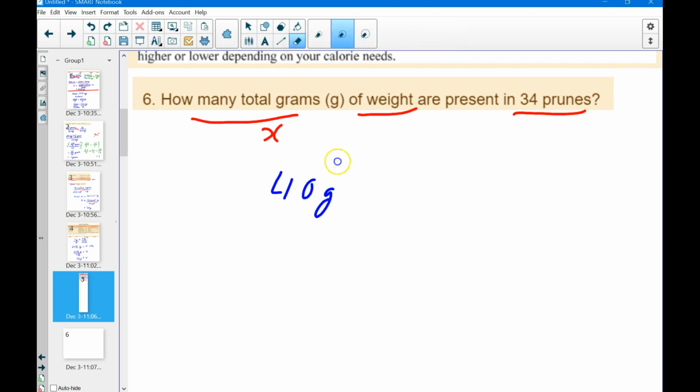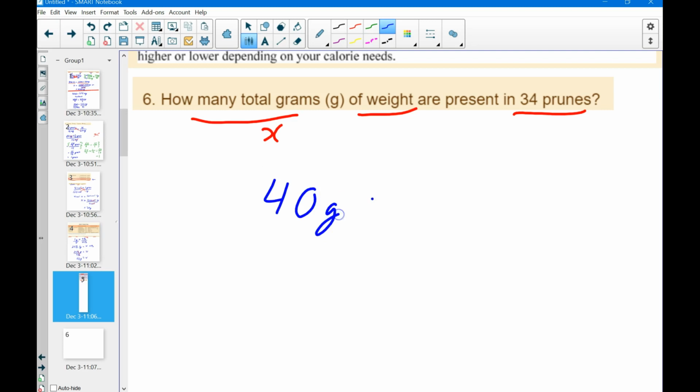I'll make it a little better. 40 grams. Oops. Try again. 40 grams is equal to 5 prunes.